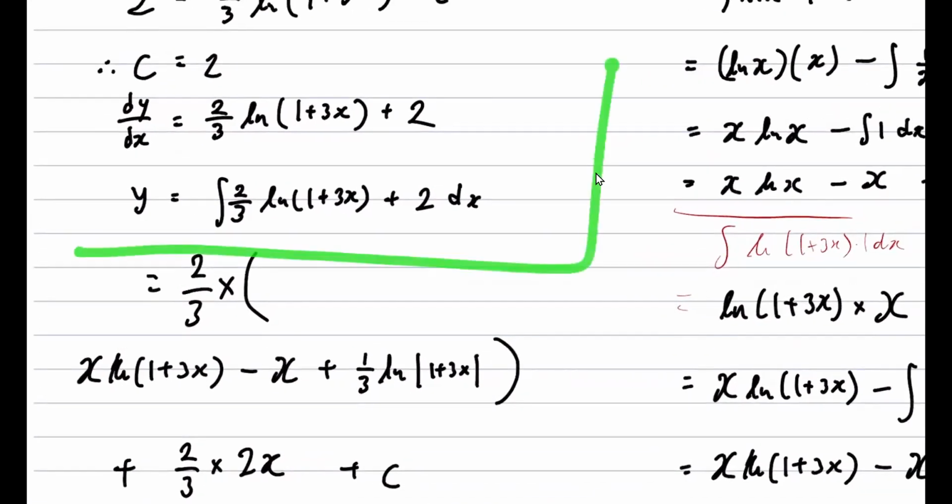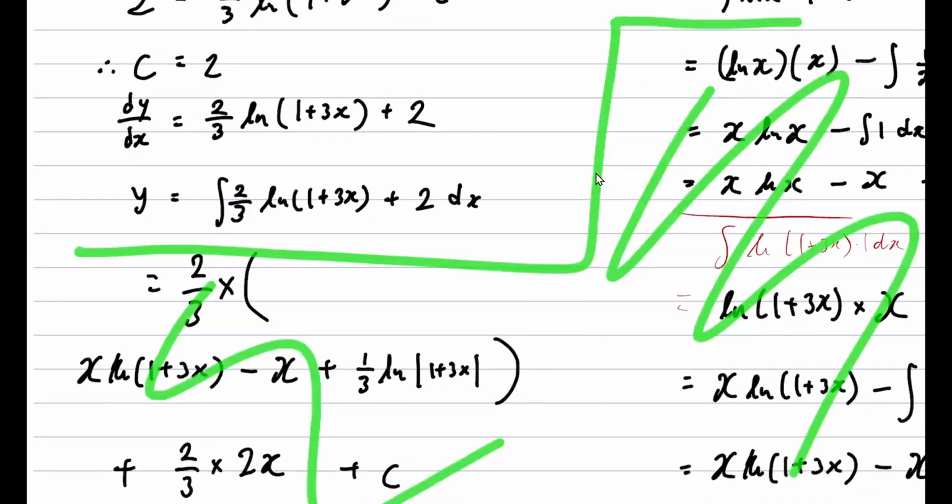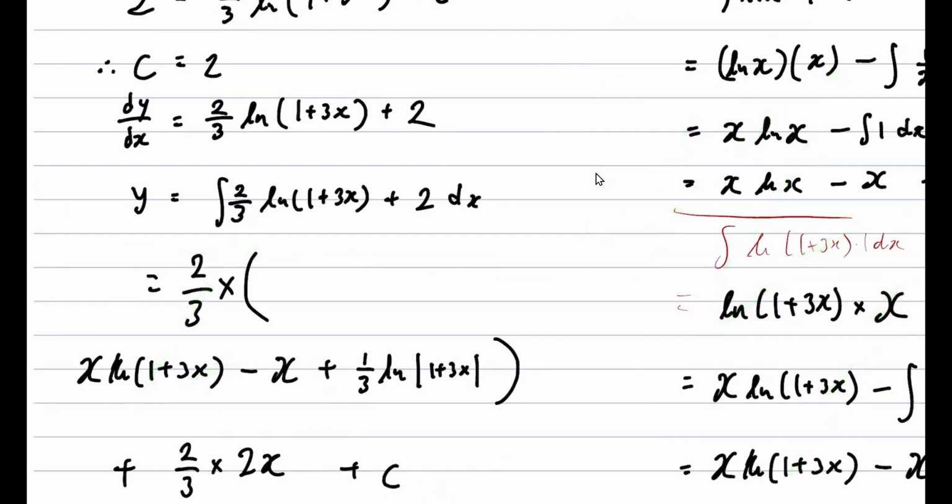Okay, so please don't look at the other working yet. Okay, let's take a look. So here we want to integrate this entire expression. We can integrate it term by term. Integrate 2/3 ln(1 + 3x) first, then integrate the plus 2.